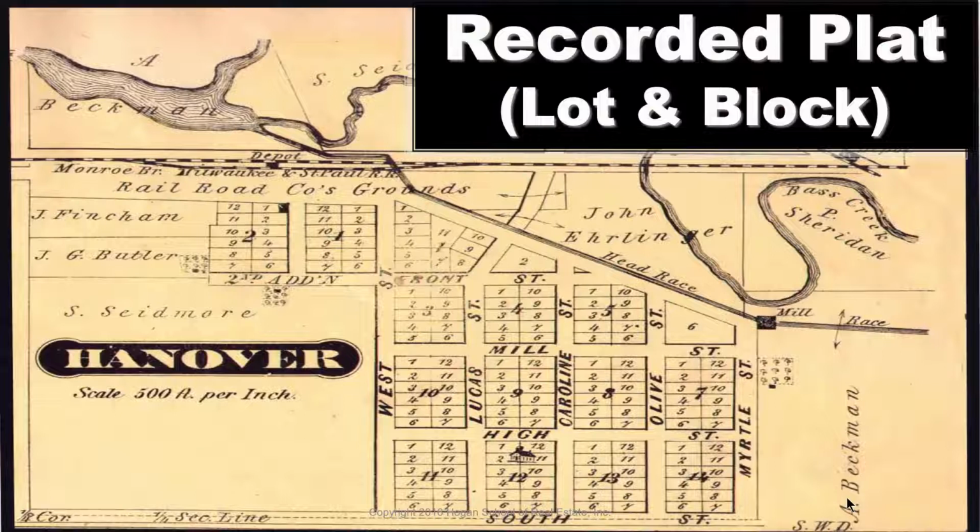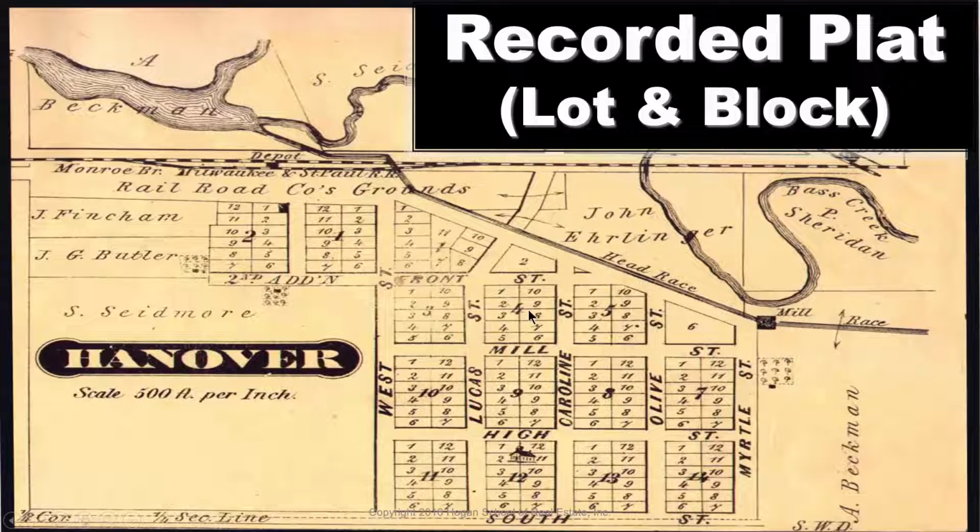The next type of description we want to talk about is a recorded plat or a recorded map, also called a lot and block description. Now this is a pretty old subdivision map, and you can see here that each one of these blocks has different lots in it, but all these lots in the different blocks are numbered the same. So this might be Block 4, and this one might be described as Lot 1, this one is Lot 2 of Block 4 of this Hanover subdivision.